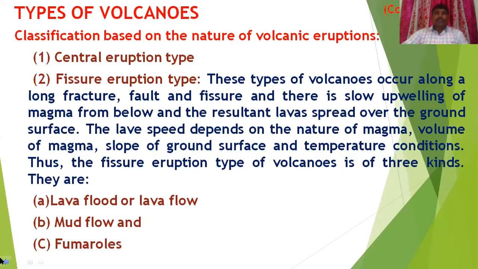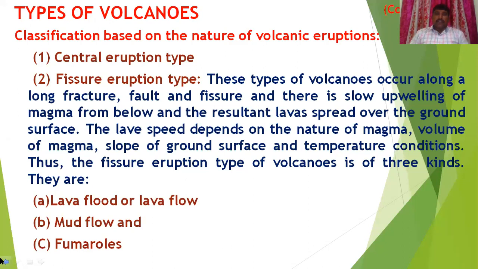These types of volcanoes in general occur along a long fracture, fault, and fissure, and there is a slow upwelling of magma from below, and the resultant lava spreads over the ground surface. The lava speed depends on the nature of magma, volume of magma, slope of ground surface, and the temperature conditions of that magma.